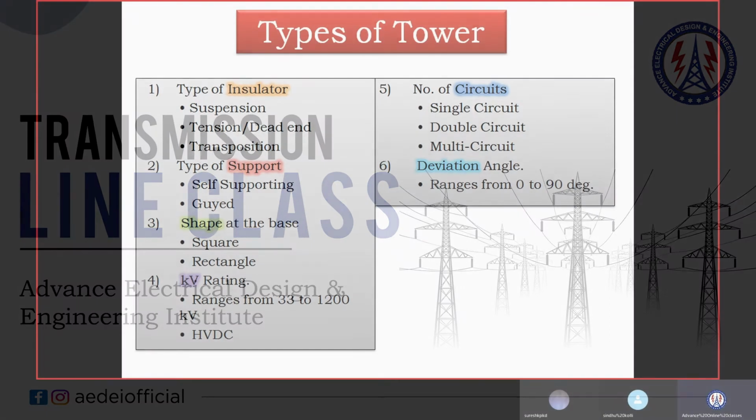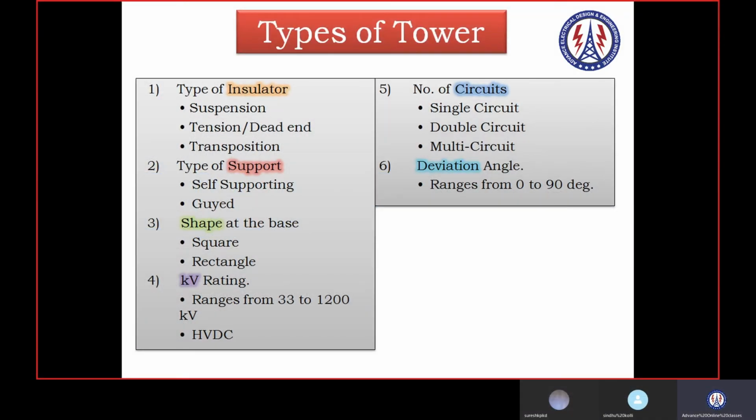Suspension type tower and the second one is the tension type tower. But based on nomenclature, there is a different type of tower. Based on nomenclature means when you are using transmission towers for a 33 kV system, people say this is a 33 kV tower. When we are using it in a 400 kV system, people say this is a 400 kV transmission line.